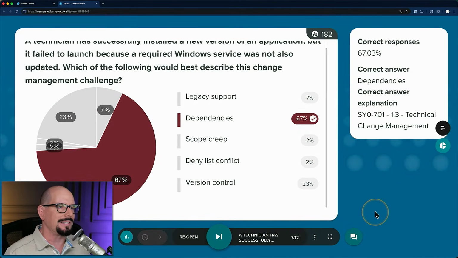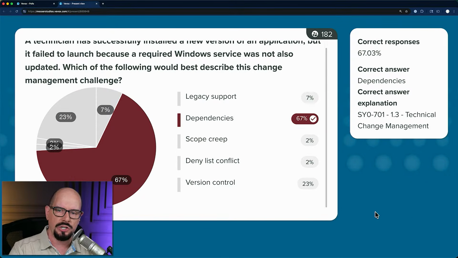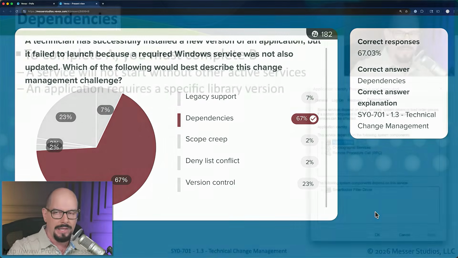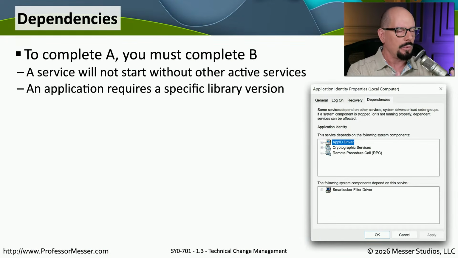It's hard to argue with that 67% of you that chose dependencies. That is the answer we were looking for, because dependencies, as we've already seen here, can really catch you when you're trying to perform an upgrade or change to an existing system. The dependency means that if you want to complete task A, you would have also needed to complete task B before you do that. Both of those are dependent on each other.